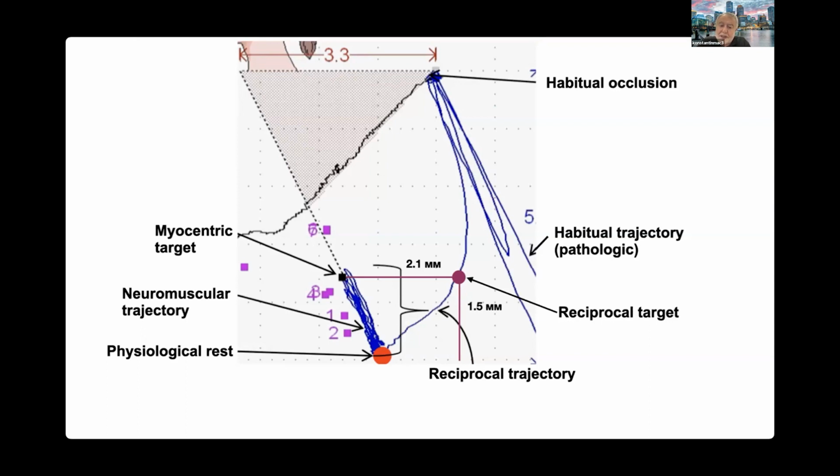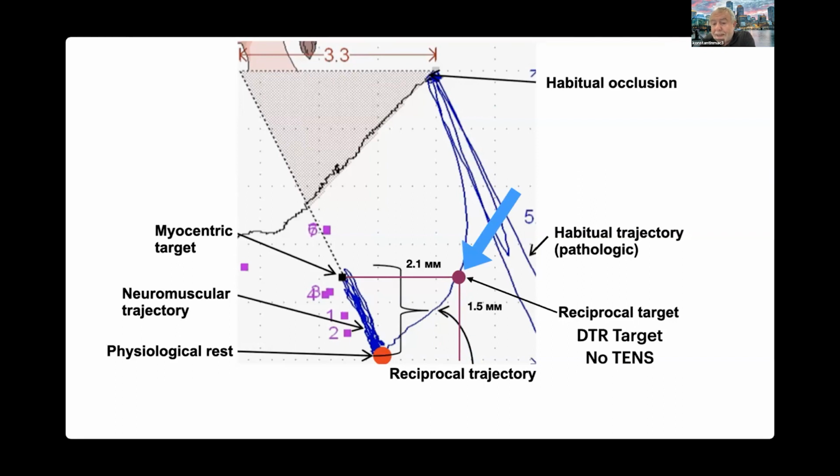So, you see, if we go from the level of physiological rest up 1.5 millimeters, the same distance we went along the physiological trajectory, we see the reciprocal target, reciprocal occlusion, is going to be vertically the same, but the jaw moved distally 2.1 millimeters. All right. And as you know, this distal movement of the lower jaw is very, very critical. It's right here instead of being in the front. And this is how we're getting wrong occlusion.